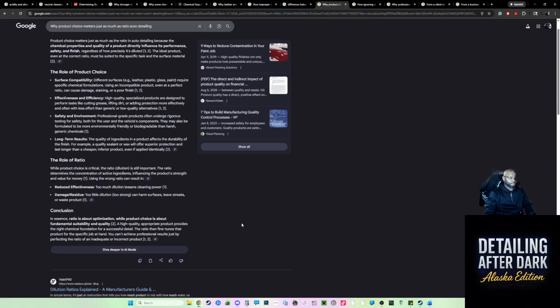Why product choice matters as much as ratio. Choose a crappy product, you have a shitty solution. You just don't have a good chemical. If it's not a good chemical, you're going to make a bad solution out of it. Even if it says it's a 1 to 10 mix, it's not a good chemical to begin with. You're paying money for that. One, two, you just made a solution of it. And then three, you use it and it's still not good. It's not a quality chemical.